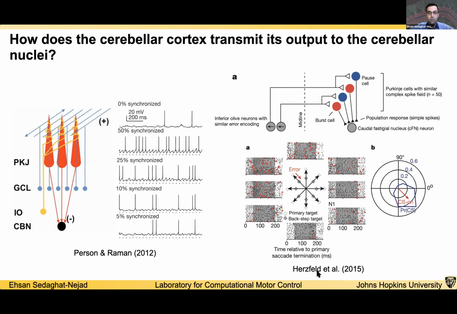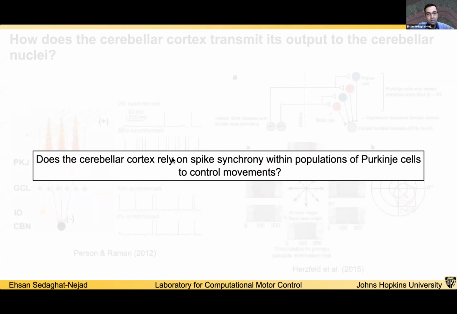David Hirschfeld, who was a PhD student in our lab at the time, reanalyzed the macaque data from our colleagues at the University of Washington, and he showed that when we use encoding of the error in complex spike activity, we can tackle the first idea, to bundle the Purkinje cells together. Because this was an in vitro study, but in behaving animals, it's in vivo, and we don't usually easily have access to the cells, but using this idea, we can bundle the cells together. However, what this study didn't address is the synchrony question. So the question is, does the cerebellum rely on spike synchrony within populations of Purkinje cells to control movements?